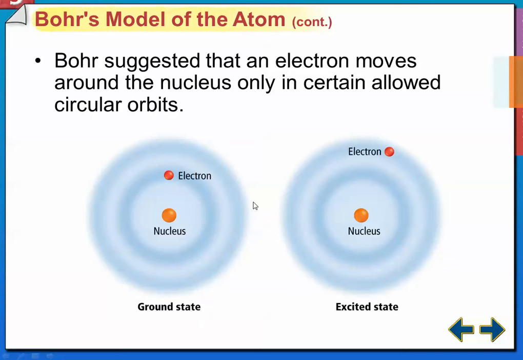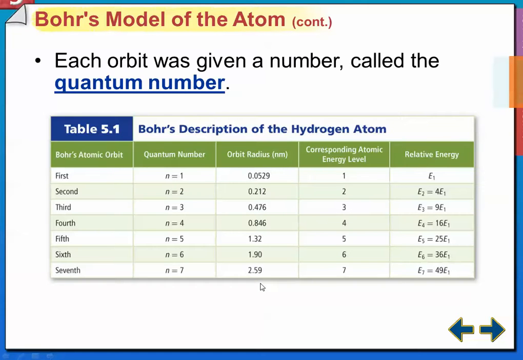What Bohr did to explain the phenomenon of these spectrum lines was suggest that electrons move around the nucleus in only certain allowed circular orbits. Normally the electron would be at the closest orbit, a lower energy level, the ground state. But when energy got added to it, it would jump up to an excited state. And when it lost that energy and came back down to its normal state, it would emit a photon of energy. That's what we would see as light.